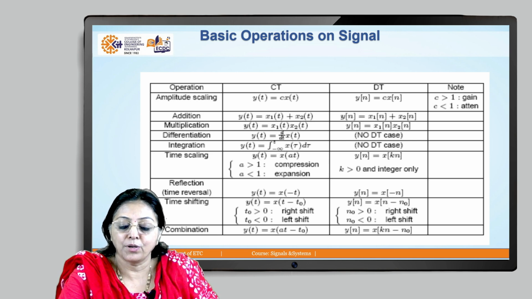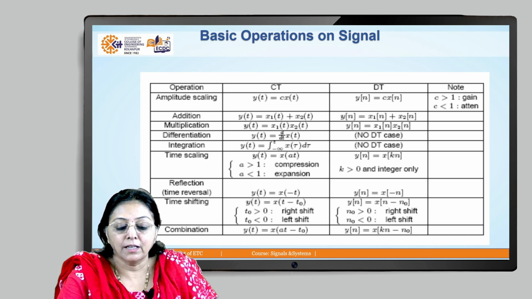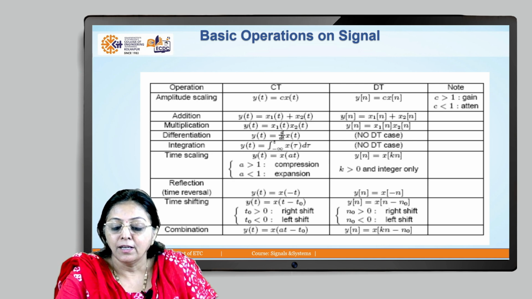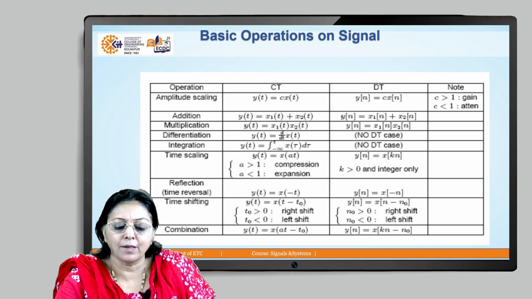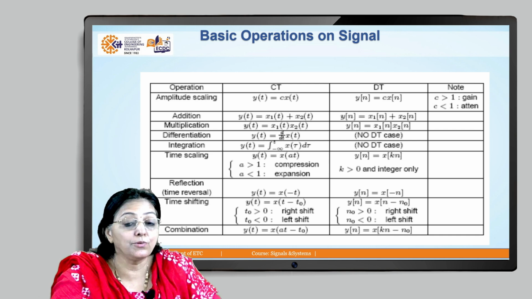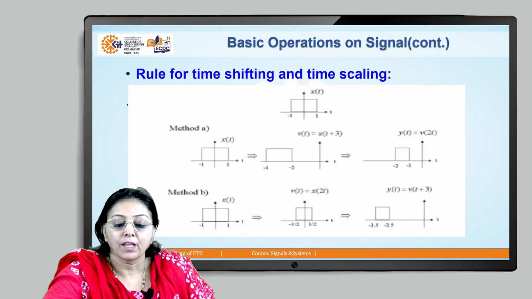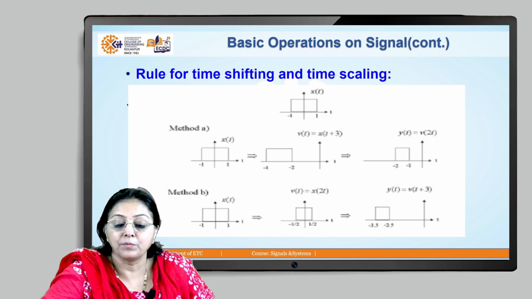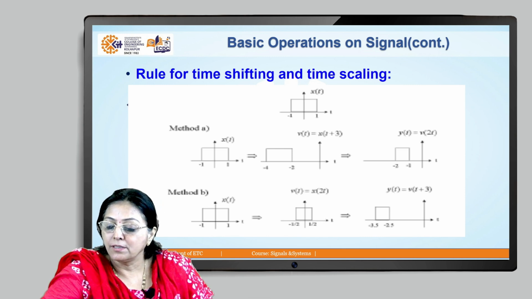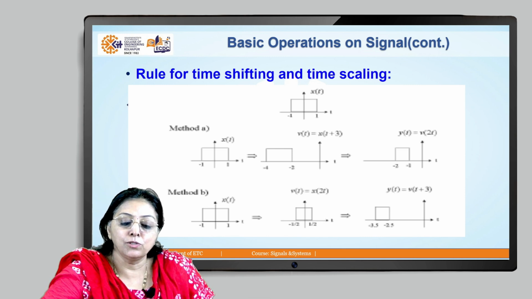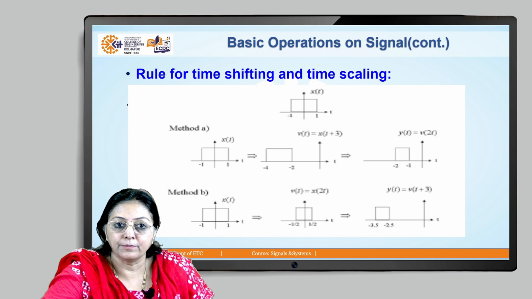In the same way for the discrete time signal, x(n - n0), right side and left side. Then the combination: we can see x(t) as a combination of all, x(at - t0), x(kn - n0). That type of combination we also use for problem solving. Then the basic operations of a signal, meaning how we can operate on the signal.